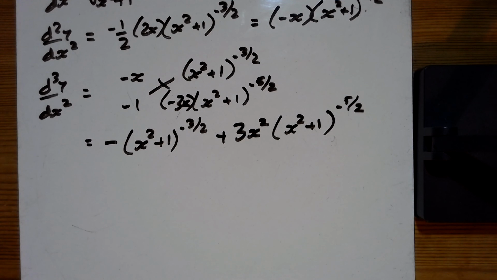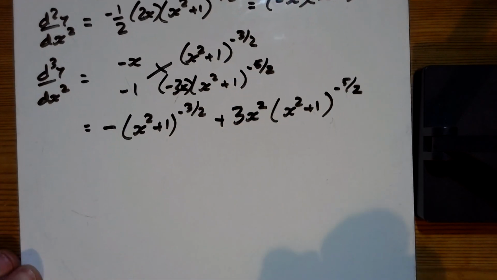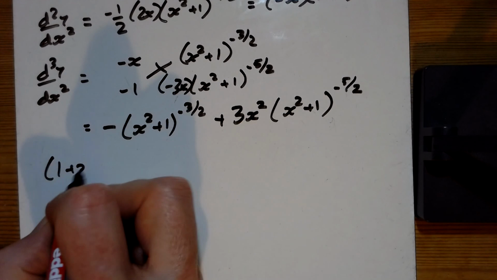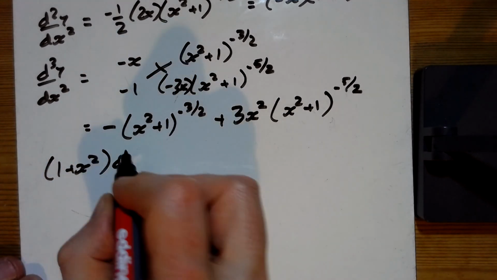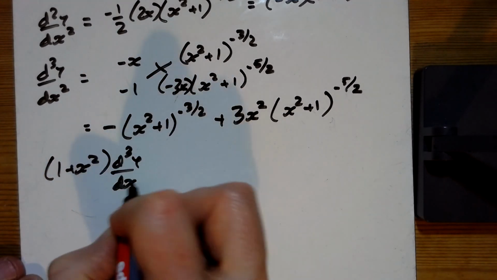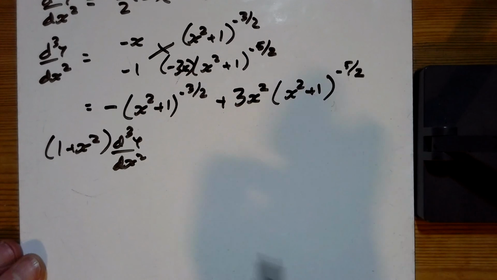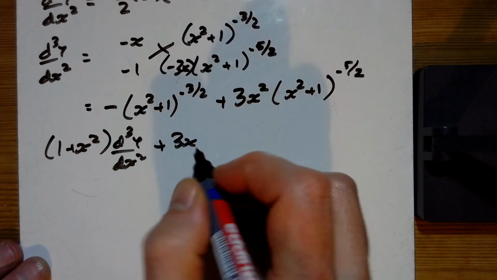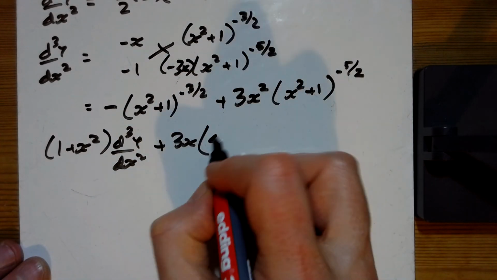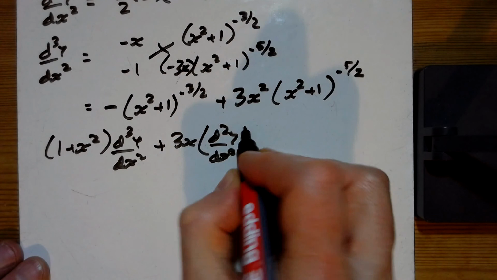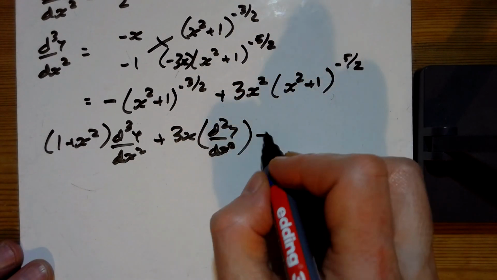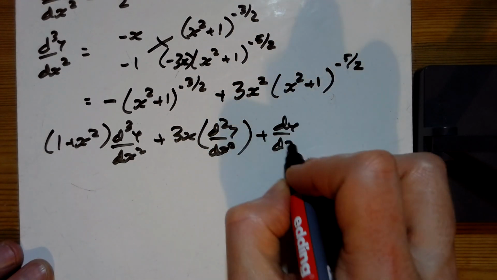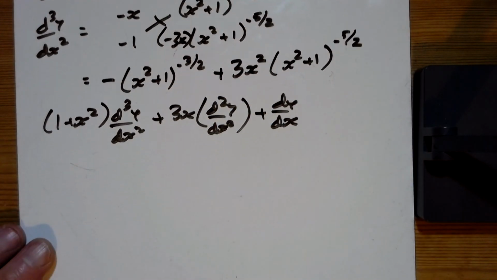Right, let's have a little look at what we're trying to prove. So we've got 1 plus x squared times by what we just did, plus 3x lots of d2y by dx squared plus dy by dx. That's what we're trying to do.